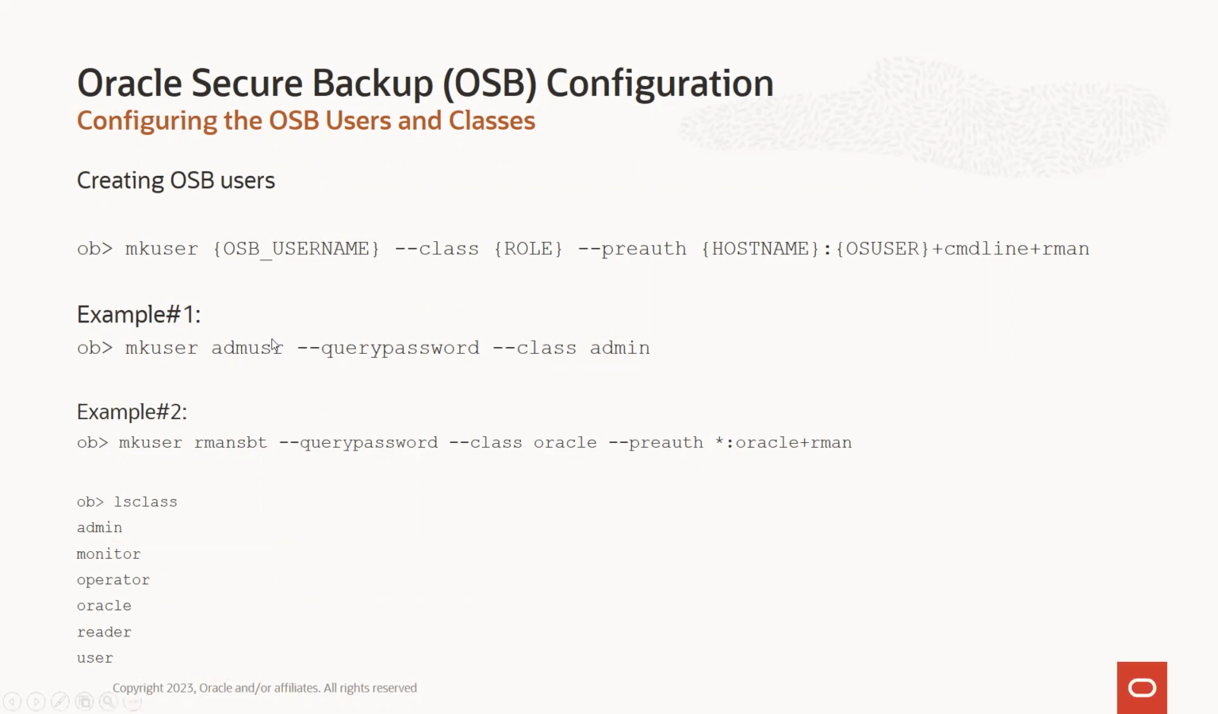In the first example, we created the OSB user called ADM_USR with the class admin. The obtool lsclass command here displays all the available classes in OSB. In the second example, we created the RMAN_SBT user with the class of oracle. By default, there is no pre-authorization, but in this example, the OSB user RMAN_SBT can be automatically logged in to OSB when running RMAN, to all of the OSB hosts because of this asterisk here, as long as they're logged in as the OS user oracle.